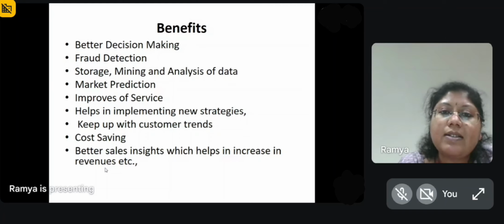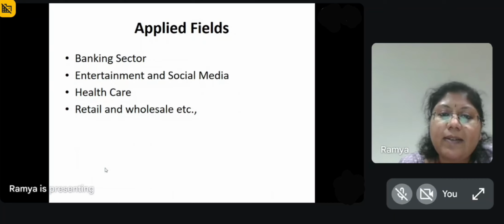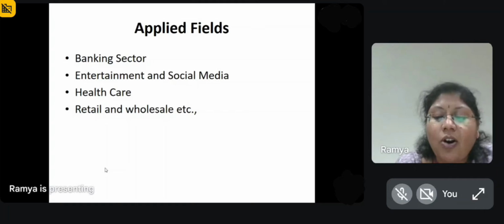If I'm using big data, these are the benefits I'll get as an end user: better decision making, fraud detection, storage, mining and analysis of data, market prediction, improvement of service, helping in implementing new strategies, keeping up with customer trends, and similarly cost savings and better sales insights, which help increase revenues, etc. Big data is applied in the banking sector, entertainment, social media, healthcare, retail, as well as wholesale. So all these areas use big data.